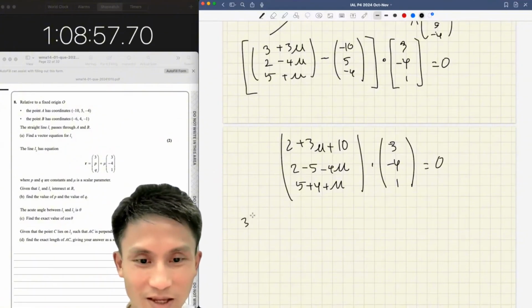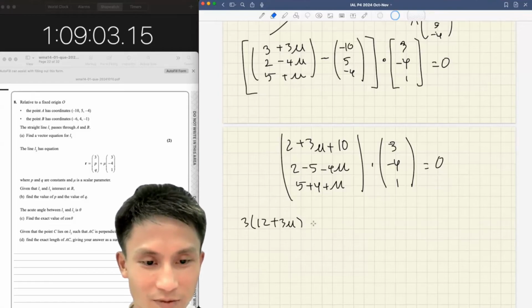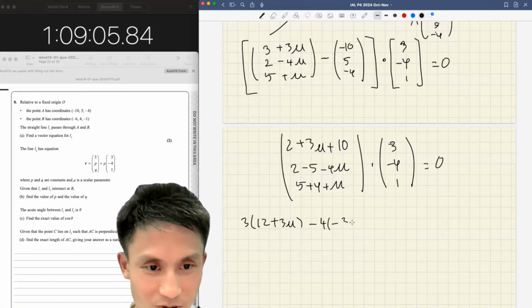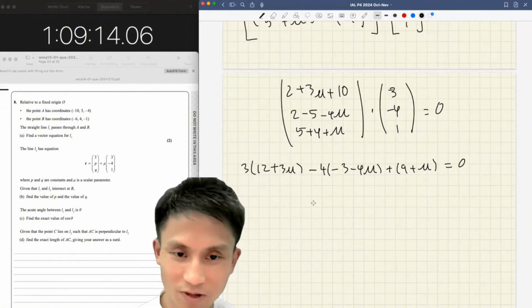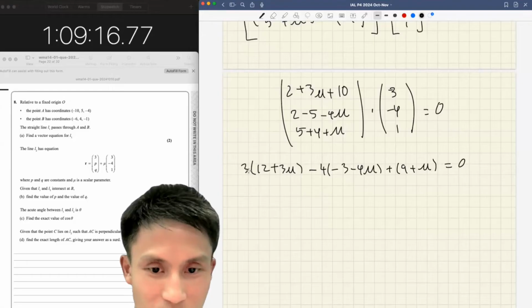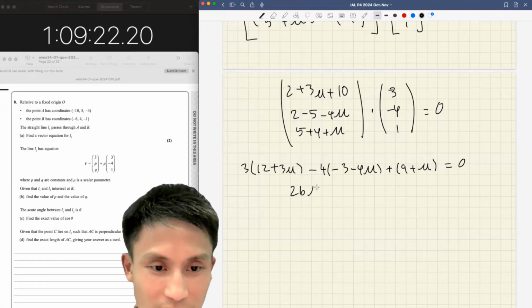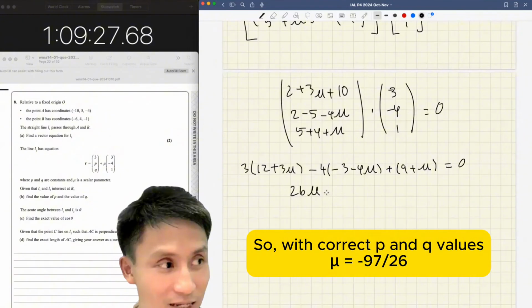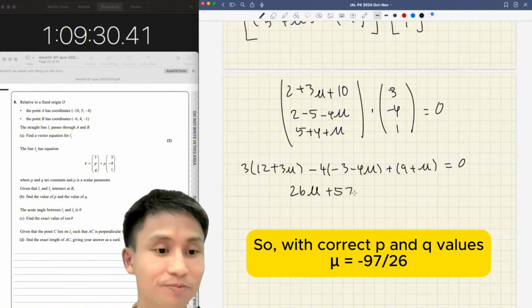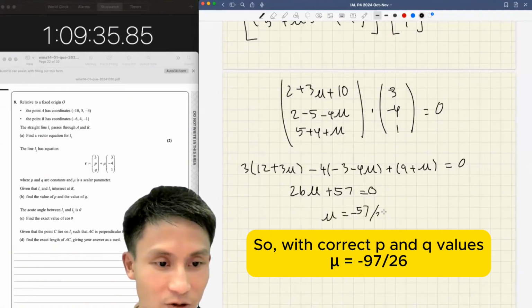Okay. 3 times 12 plus 3 mu plus minus 4. This is minus 3 minus 4 mu plus 9 plus mu equals 0. Okay, I'm going to have to solve that equation. I'm going to collect the mu. So this is 9 mu. This is 16, which is 25. 25 plus mu there is 26. 36 plus 12 is 48. 48 plus 9 is 57. Yeah, equals 0. So mu is going to be a negative value. That's fine. We don't mind that.